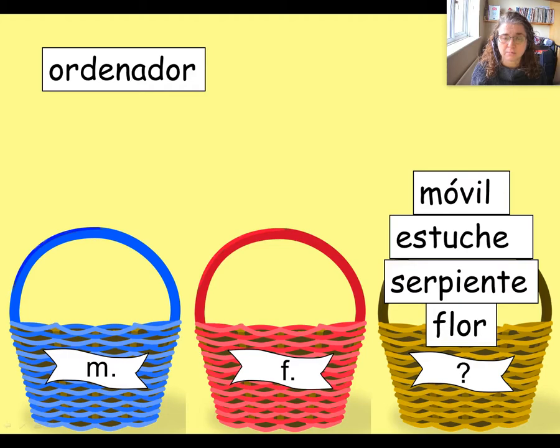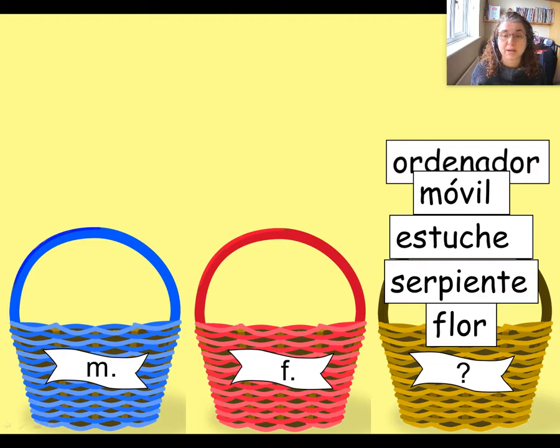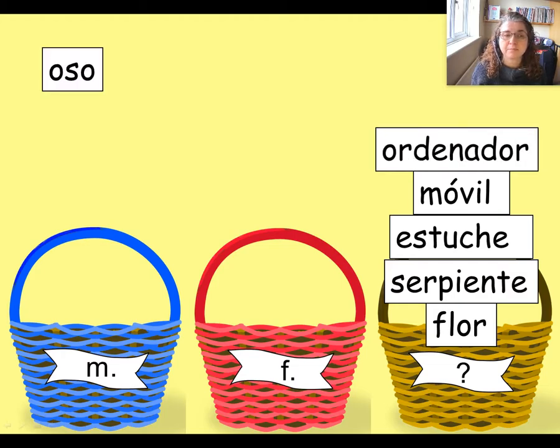Ordenador. Ordenador. What do you think? Masculine, feminine, or don't know? That's right, we don't know about that one. It doesn't end in o or a, so there's no easy way to tell.